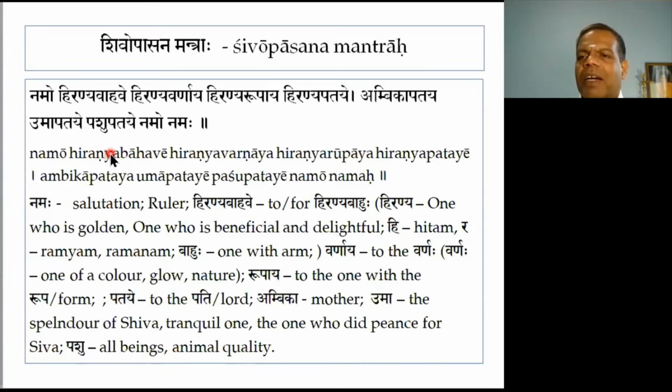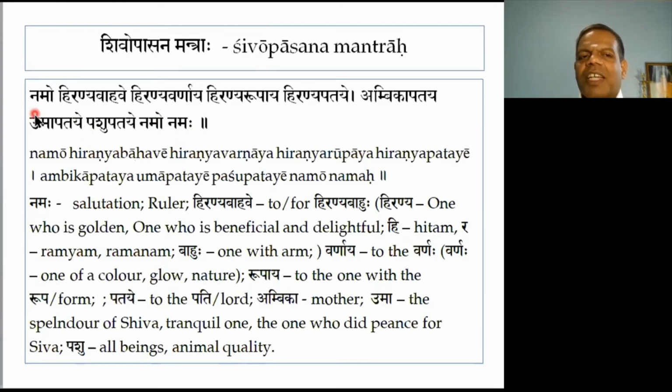Namaha, Namaha. Namaha, Namaha becomes Namo Namaha because of Sandhi. Visarga becomes O. Namo Namaha. We offer double prostrations to this Hiranya Lord. So that is the meaning of this mantra.